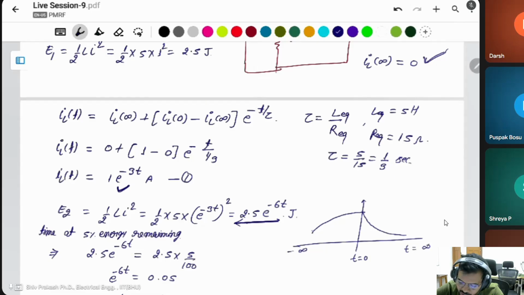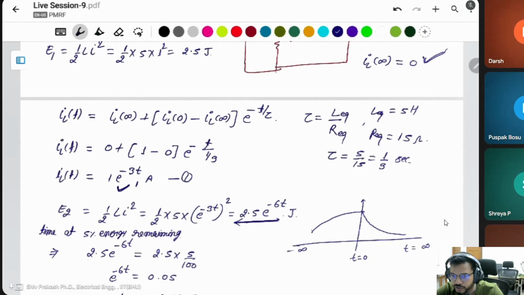At infinity this will be 0. Suppose you put this infinity here in this equation, t equal to infinity. What is the value of the exponential term? 0. Put the value 0, then what is the value of IL? 1. It will satisfy your equation. This value is 1.